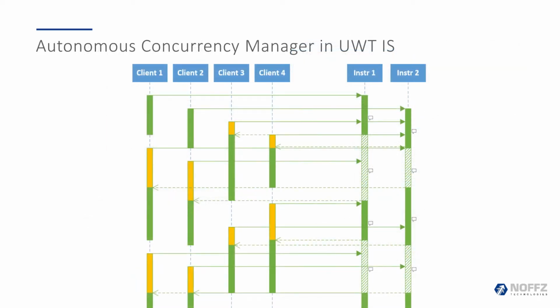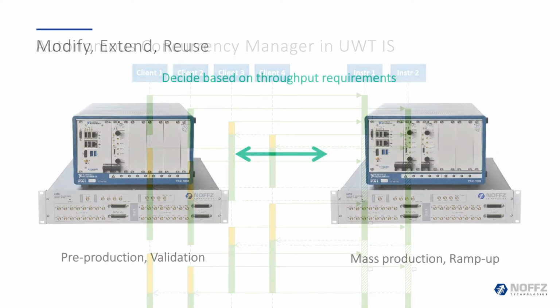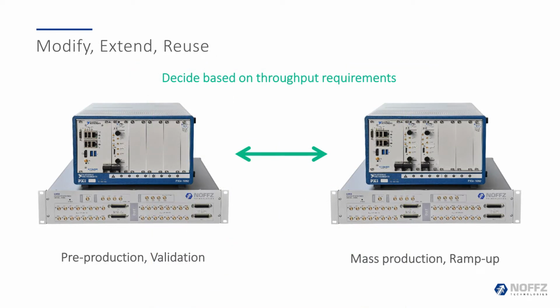An autonomous concurrency manager will allocate instrument resources to a certain measurement or generation request to the RF port automatically. So adding or removing a transceiver is just a matter of software configuration. For instance, you can start with the UWT 11 configuration during pre-production, then add another VST to increase throughput during the ramp-up. Another option is to reuse VSTs from other locations if resources free up. These are all possible without major hardware rework.